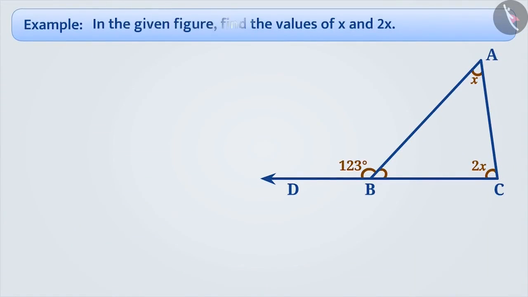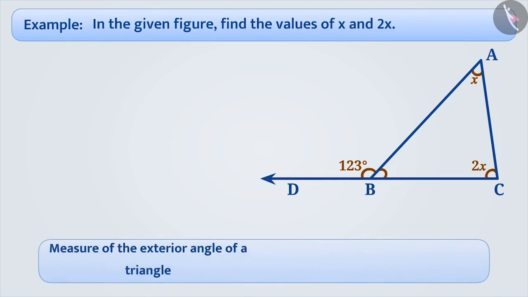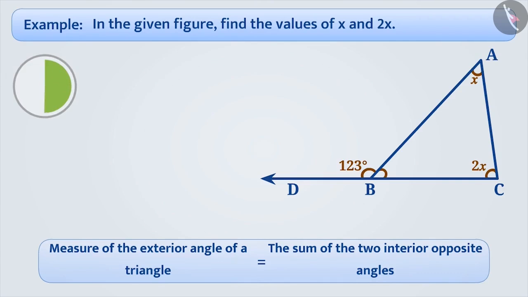Find the values of x and 2x in the given figure. The exterior angle property of a triangle tells us that the measure of an exterior angle of a triangle is equal to the sum of the measures of its interior opposite angles. Can we solve the given question based on this understanding? Think for a while. Yes, we can definitely solve this question using the exterior angle property.